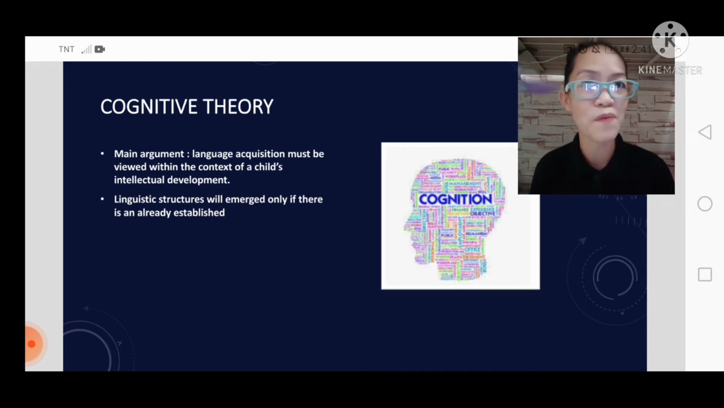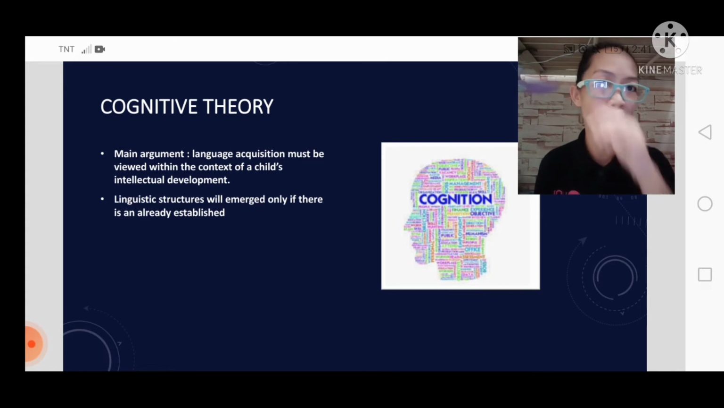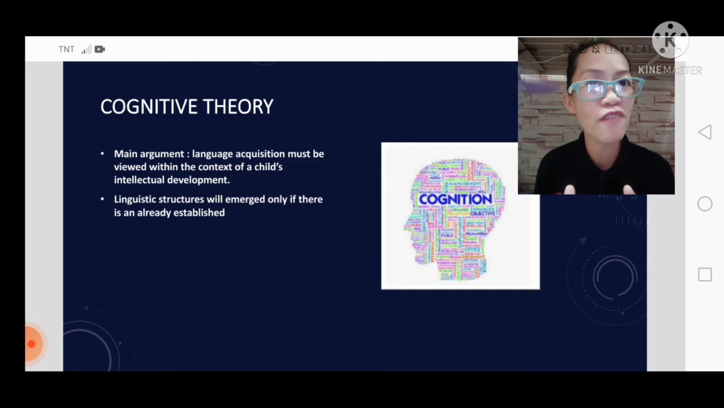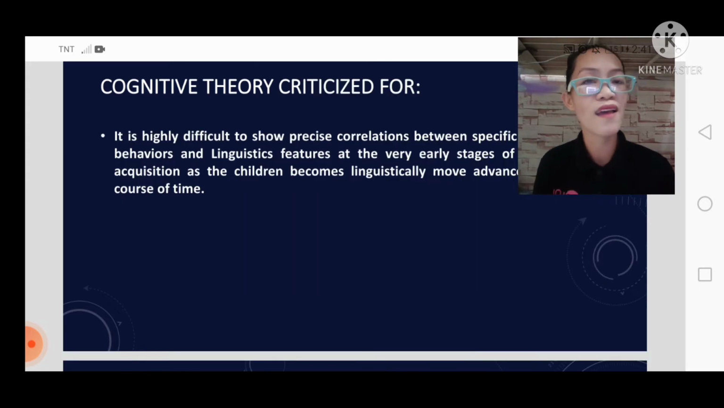Cognitive theory. The main argument is that language acquisition must be viewed within the context of a child's intellectual development. Linguistic structures will emerge only if there is an already established cognitive foundation. So the main argument of this cognitive theory is that language acquisition must be viewed within the context of the child's intellectual development.